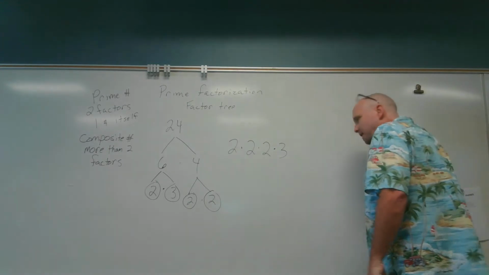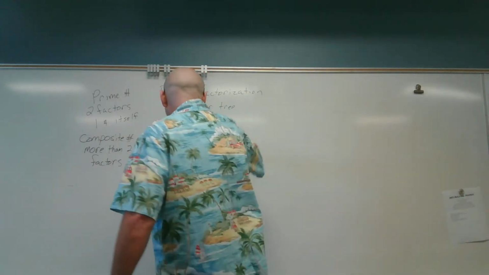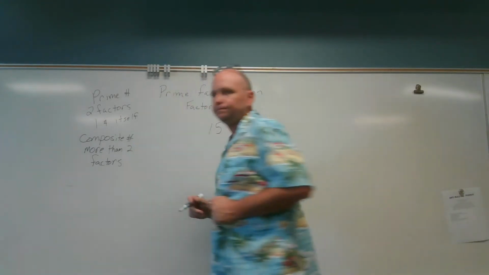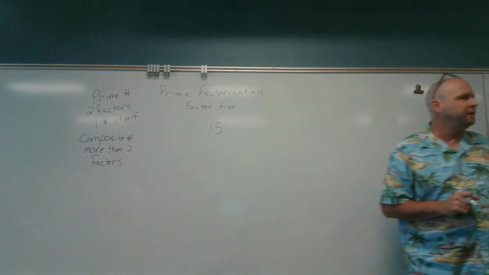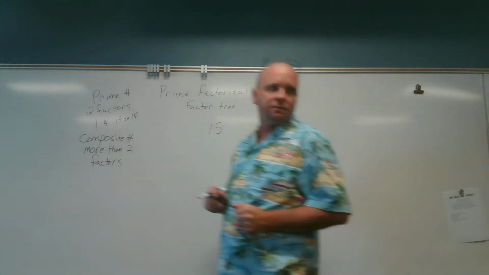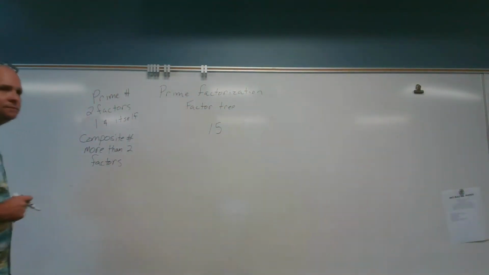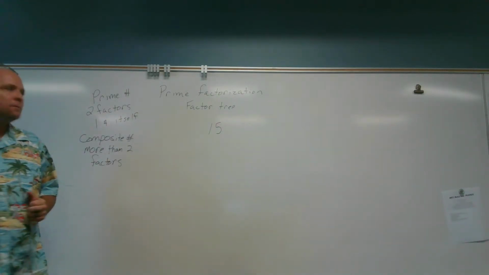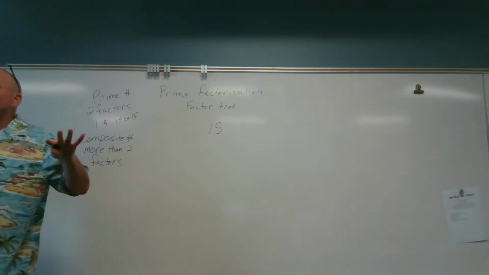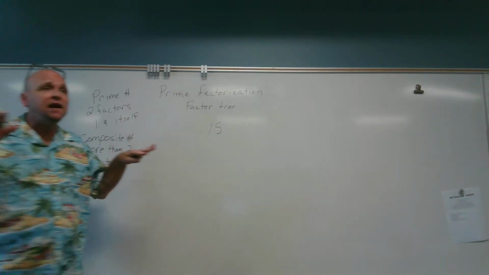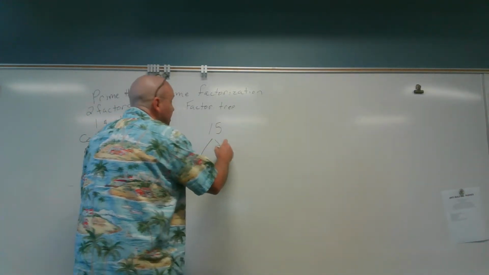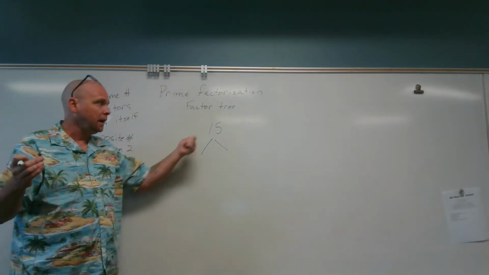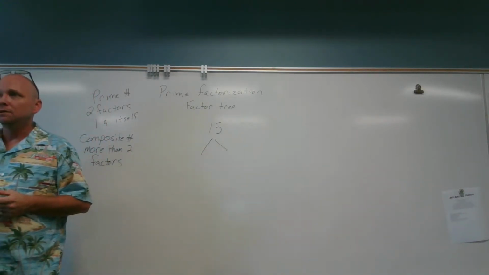Let's look at another one. Let's take the number 15. The number 15. Dylan, prime or composite? Composite, good. Any number that ends in 5 besides 5 is going to be a composite number.